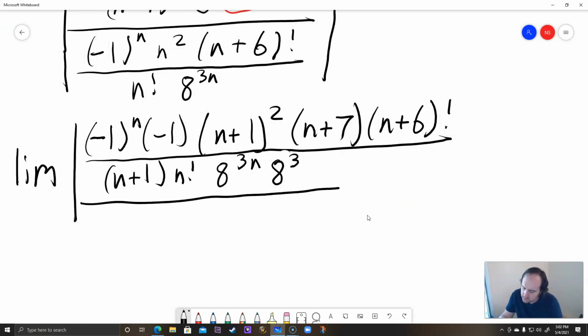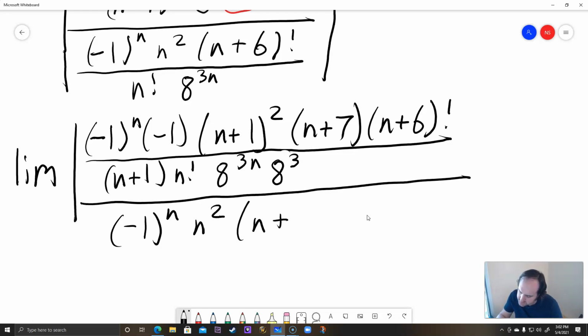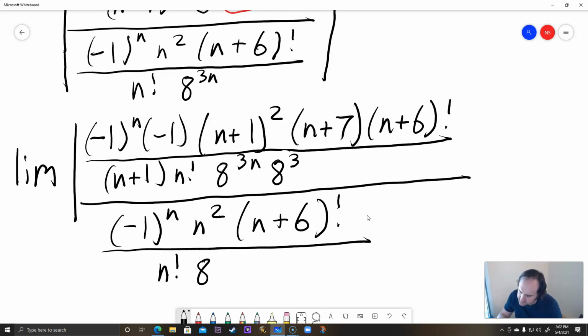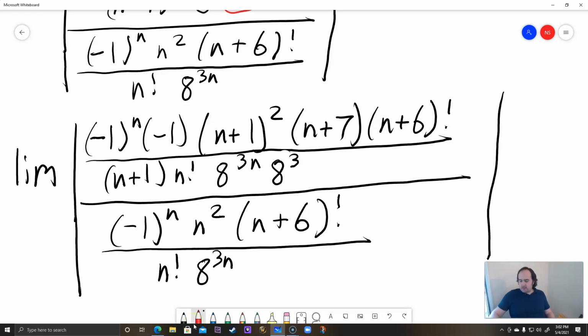So our denominator hasn't changed, so it's still going to be negative 1 to the n times n squared times (n plus 6) factorial all over n factorial times 8 to the 3n. Now this is a very ugly problem because there's just so much going on. But stuff is now going to cancel out. So we can see that we have this negative 1 to the n there and a negative 1 to the n down there. So those cross out.